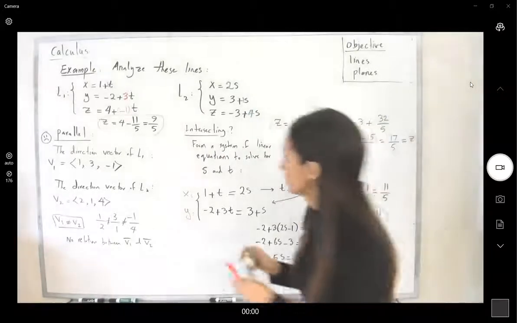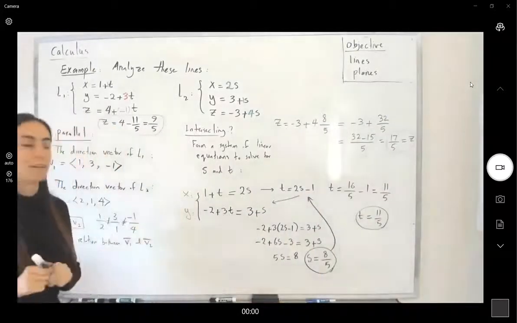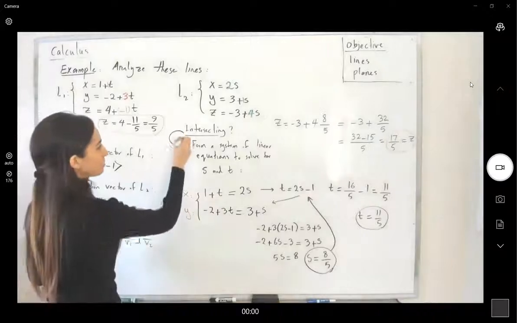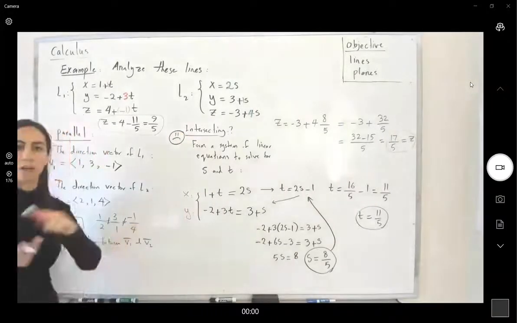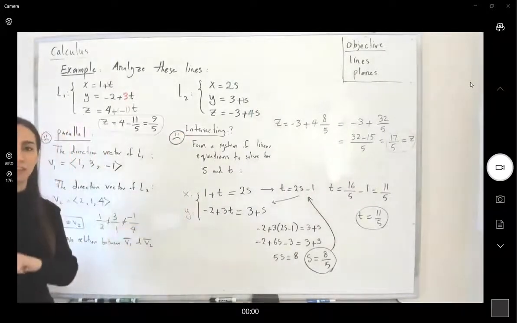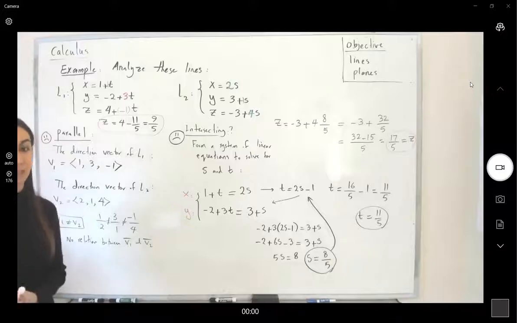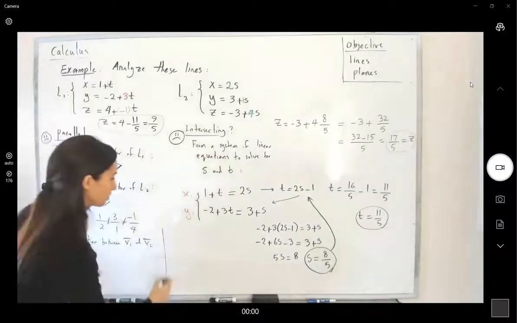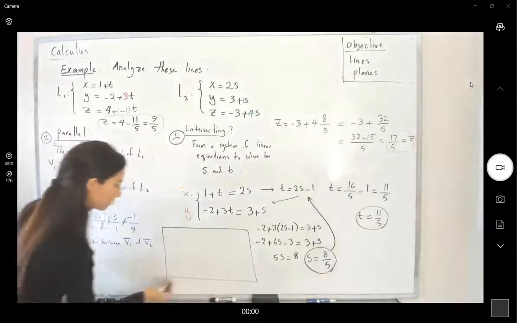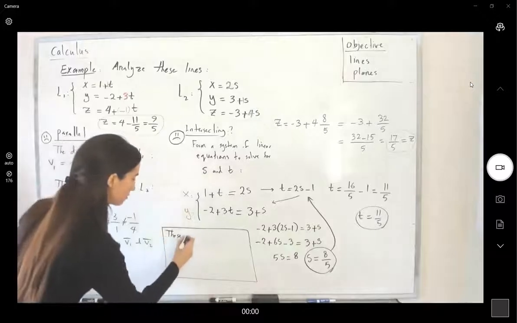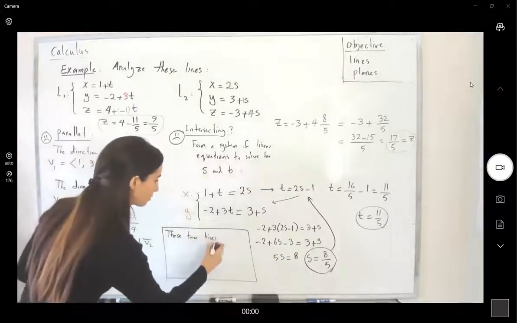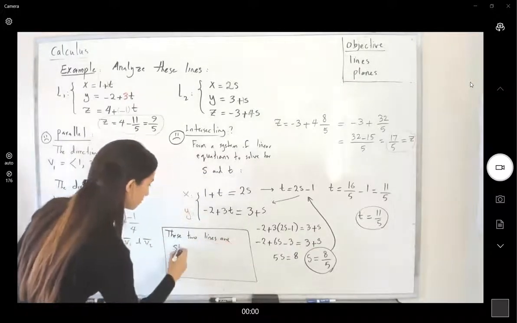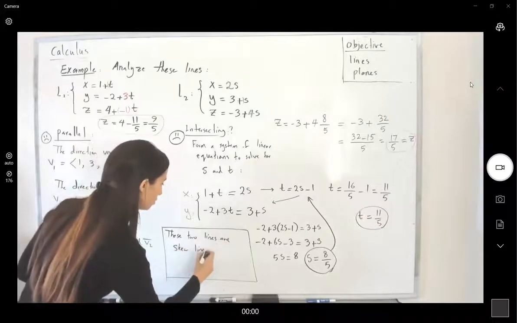What's the meaning of that? It means that they are not intersecting. They are not parallel to each other. They are not intersecting. So we have skew lines. These two lines are skew lines.